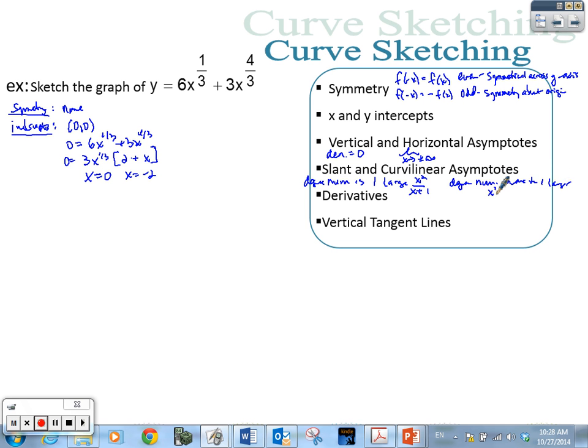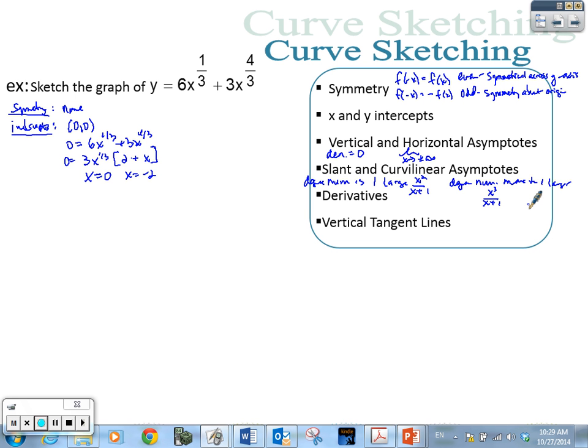So x cubed over x plus 1 would be an example of a curvilinear asymptote. The degree is 2 more than the denominator, so that would create a curvilinear asymptote. Now, no, you're not going to have to draw a curvilinear asymptote. It would just give you information as you're graphing. If the function is behaving strangely, you might be able to tell. It'll give you more information.